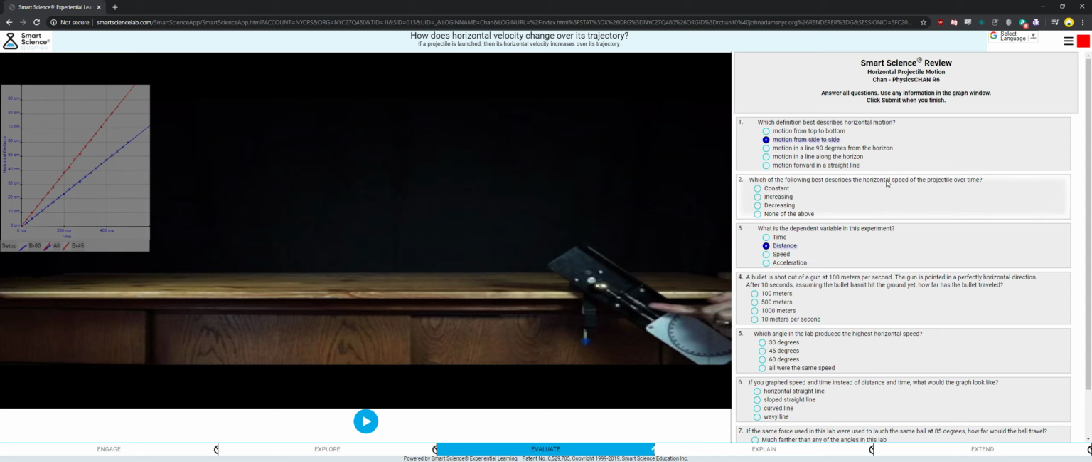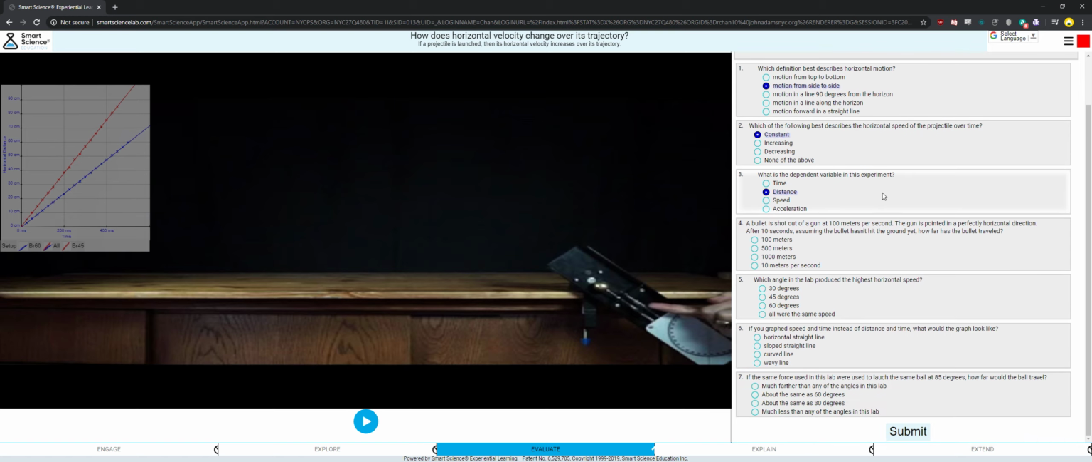Which bound best describes the horizontal speed of a projectile over time? We just talked about it. Your slope is constant. That must mean your horizontal speed is constant as well. For number 4, you're using the formula v is equal to d over t. Which angle in the lab produced the highest horizontal speed? Well, the greater your slope, the greater your speed.